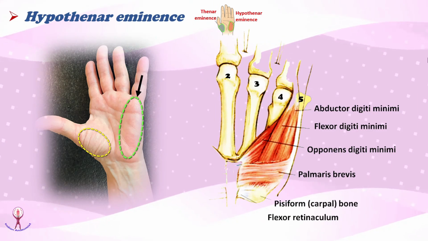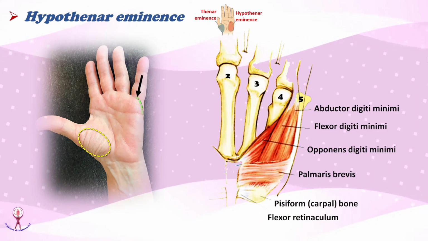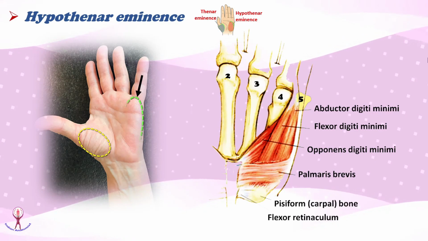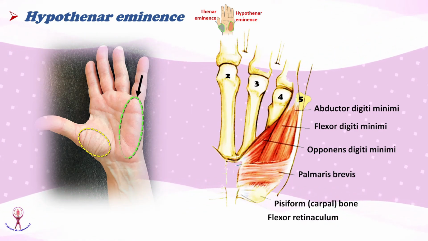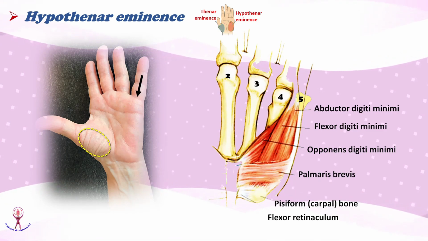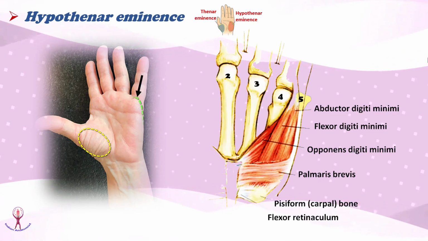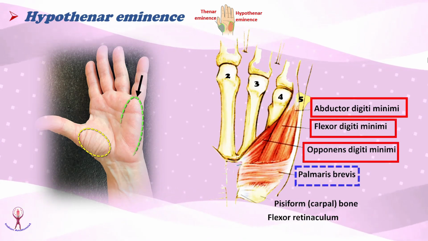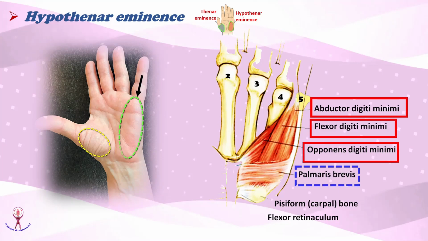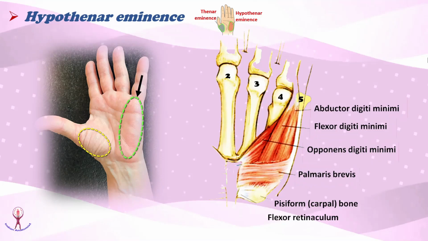Hypothenar Eminence. The Hypothenar Eminence is the muscular bulge or elevation that can be found on the ulnar, or medial side of the palm of the hand. It is situated below the base of the pinky or little finger. This bulge is caused by the underlying hypothenar muscles. The muscle group targets the little finger. The following are the 3 muscles: flexor digiti minimi, abductor digiti minimi, and opponens digiti minimi.